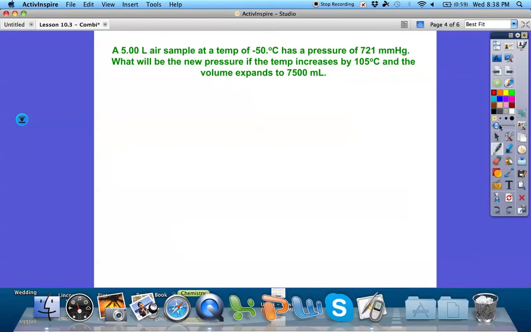In our second problem, it says we have a 5-liter air sample, temperature at negative 50 degrees Celsius, and a pressure of 721 millimeters of mercury. We want to determine the new pressure if the temperature increases by 105 degrees Celsius and the volume expands to 7,500 milliliters.